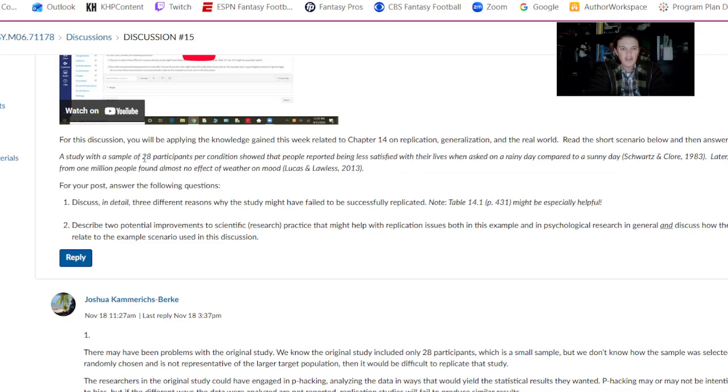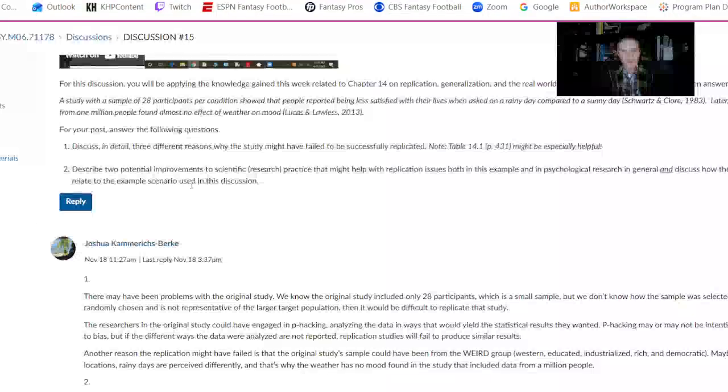So a study with a sample of 28 participants per condition showed that people reported being less satisfied with their lives when asked on a rainy day compared to a sunny day. Later, a replication study using polling data from 1 million people found almost no effect of weather on mood. For your post, answer the following questions.